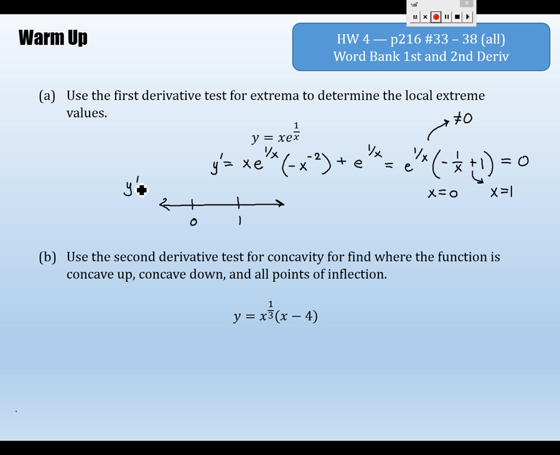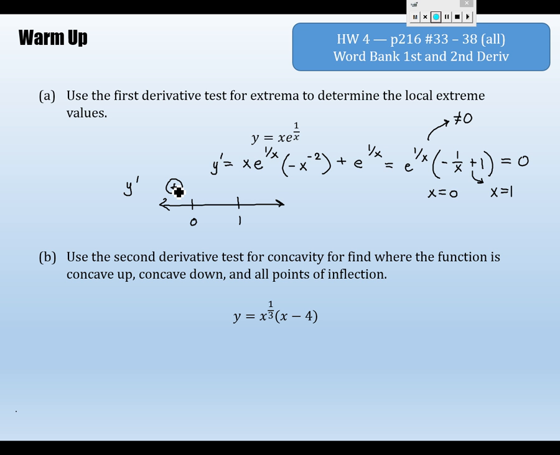If I plug in values to the left of 0, like negative 50 or something like that, again, this will be positive, so this doesn't even have to be in the picture as far as I'm concerned. This will be something positive. It always will. I said that. If we're plugging in negative 50, this will be 1 over 50 plus 1. It'll be positive. So this is positive, I think. That is the derivative. Y prime is positive here.